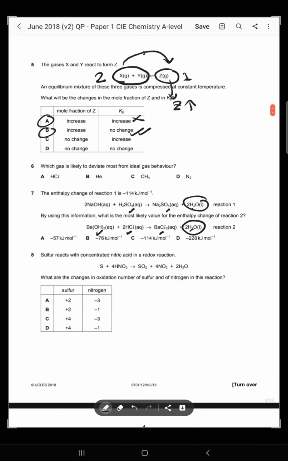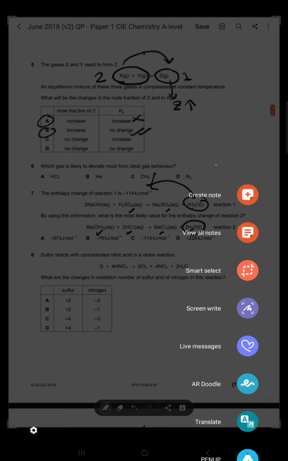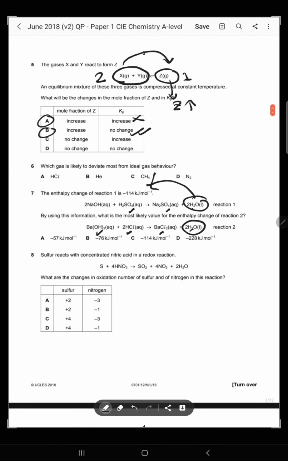1 mole of water must be formed. So since 2 moles of water is formed here, the enthalpy change is minus 114. So if 1 mole of water is formed, the enthalpy change will be minus 57. Since 2 moles of water is being formed in both of these equations, the answer should be C, because they both produce the same number of moles of water, and if the same number of moles of water is formed, the neutralization value should be the same for all reactions, as long as they're strong acids and strong bases.